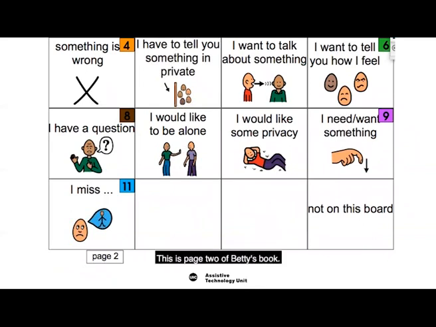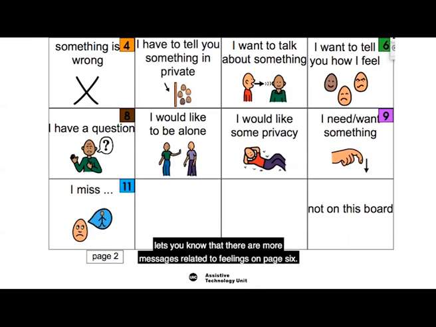This is page 2 of Betty's book. You'll notice small colored boxes with numbers on the top right corner of some messages. This means that if you turn to that page, you'll find more messages related to that topic. For example, if Betty was talking about feelings, which is in the top right-hand corner of this page, the green number 6 lets you know that there are more messages related to feelings on page 6.